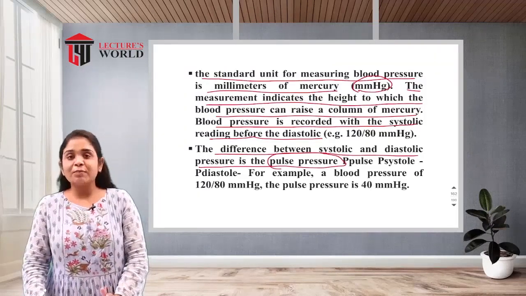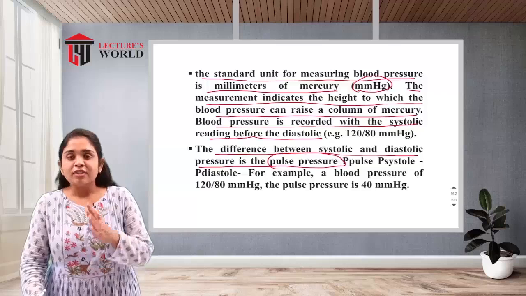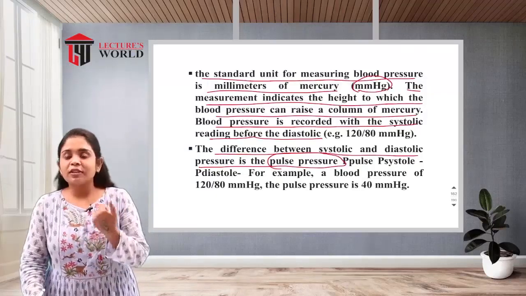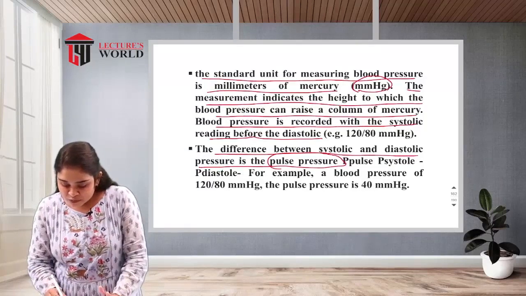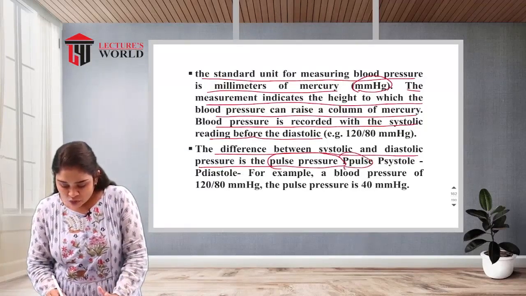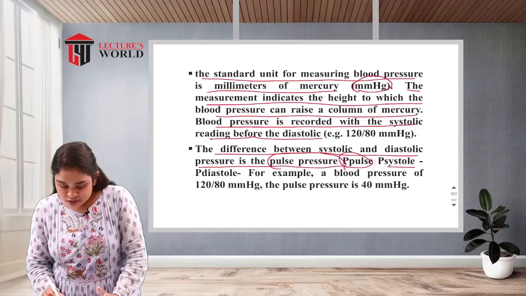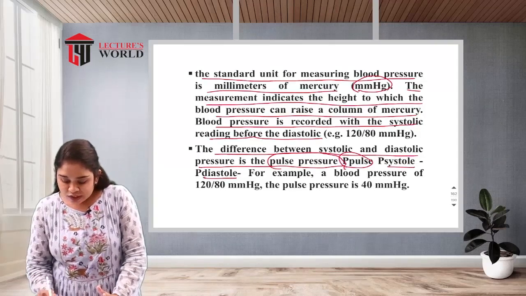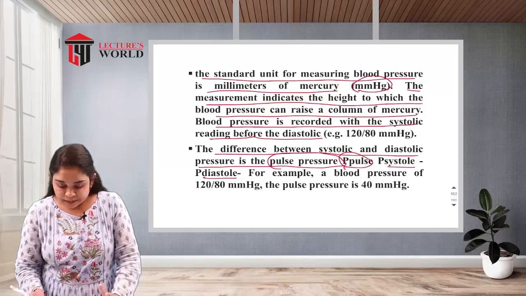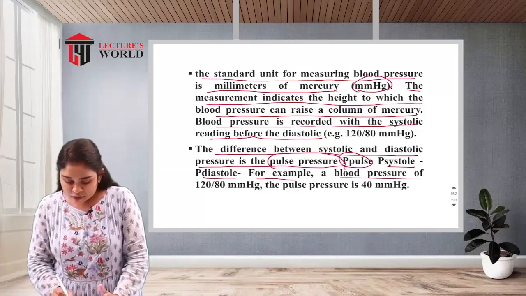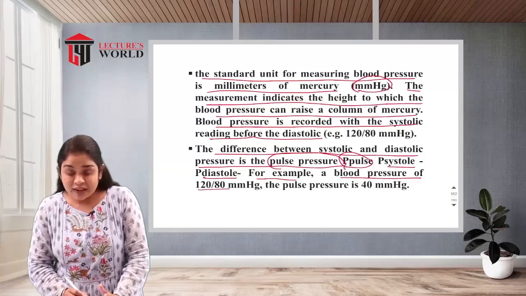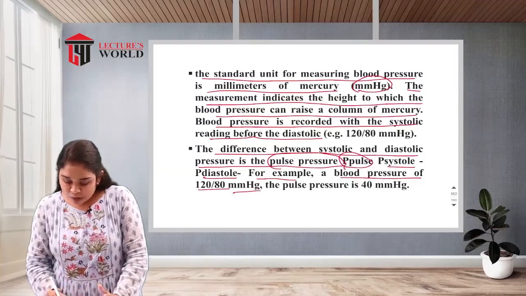If we want to know the pulse pressure of the patient, what we have to do is take the diastolic and the systolic pressure. Here the formula has been given for the pulse pressure. For example, the blood pressure of the patient is 120 by 80 mm of Hg. So the pulse pressure will be 40.